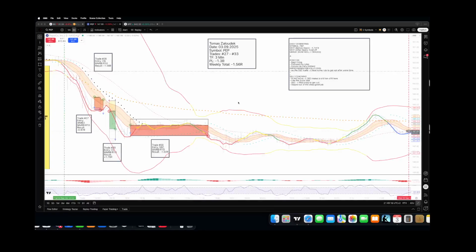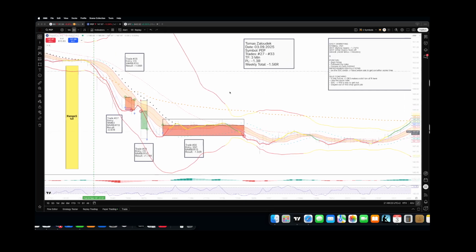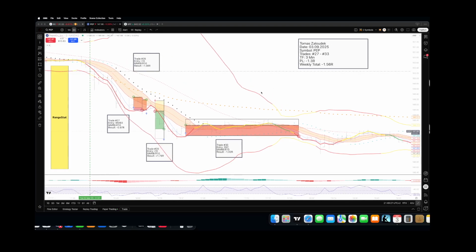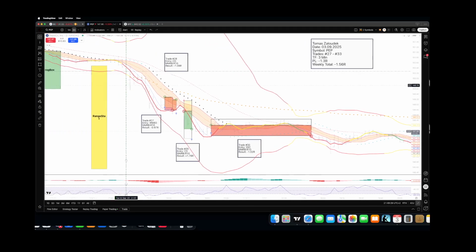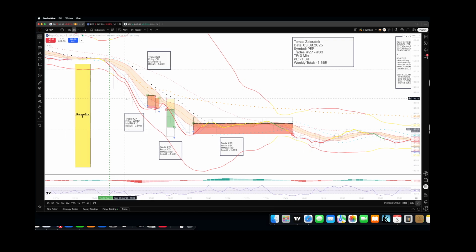Let's go look at today's trades. Today we had trades 27 through 33. This is in Pepsi Co. Here's the open. We have a hard sell off here. If you wanted to play the OR3, you could. Once it gets to here, it reverses.